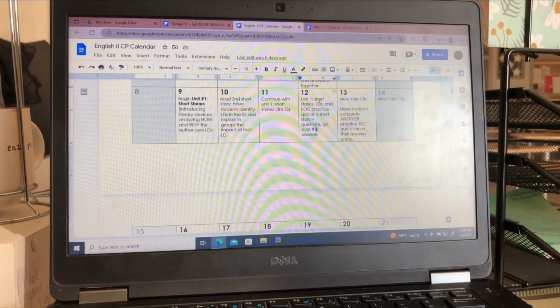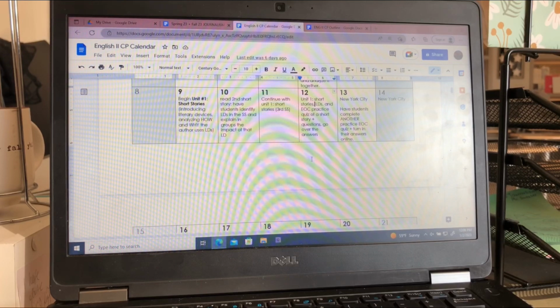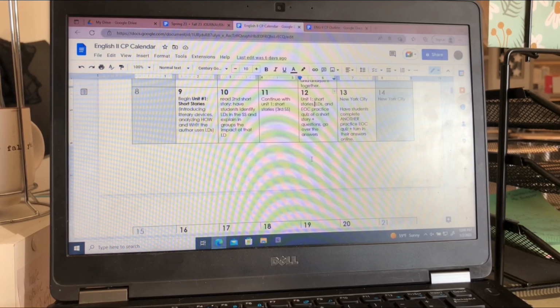So in Unit 1, we're learning about different literary devices. We are learning about theme, how the author organizes a piece of work. So all of the concepts that I want to have my students learn and apply with longer works, I'm going to start with those short stories. And that's what I did last semester, and it turned out really well. I feel like my students got a pretty good grasp of everything.